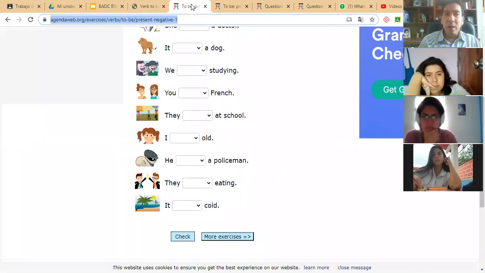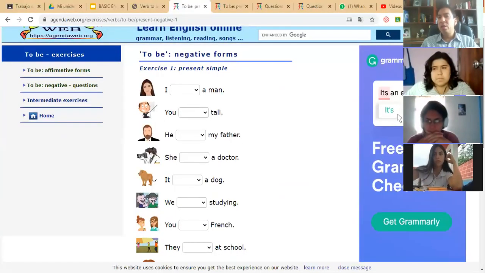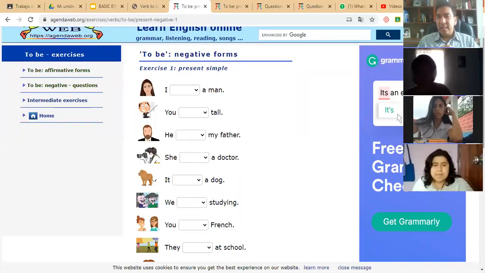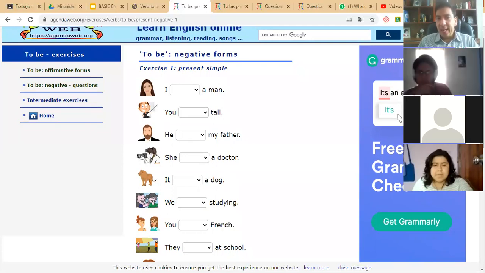Let's go with the next one. Let's check the verb be with negative statements, okay? And here again at the chat, I will send you the link. Go ahead, you have the link. Okay, you will see something like this, okay? This is your screen. The exercise says negative forms, all right? And let's check the first one.